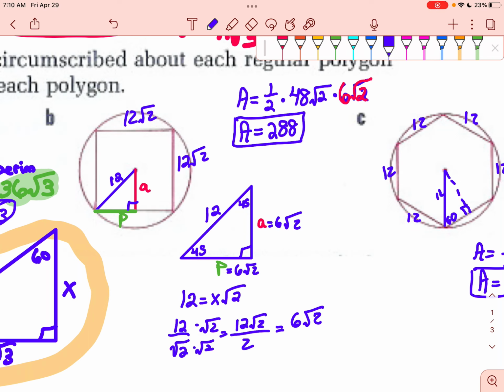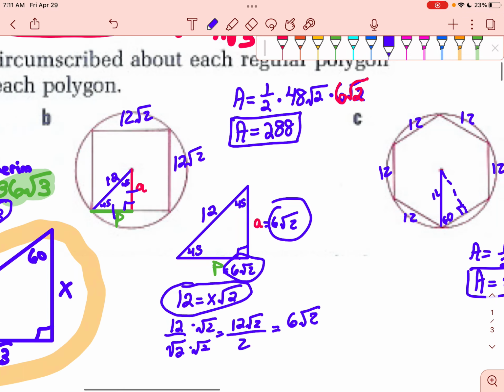For B, over here, again, now we're dealing with a square, and so when I draw my right triangle, it ends up that it is a 45, 45, 90, and the base and the apothem end up being equal to each other. They both end up being 6 root 2. And again, you can see how I solve that, because if the radius of the circle is 12, and that's the hypotenuse of my 45, 45, 90, that's equal to x root 2. And then you can go through and solve to get 6 root 2.